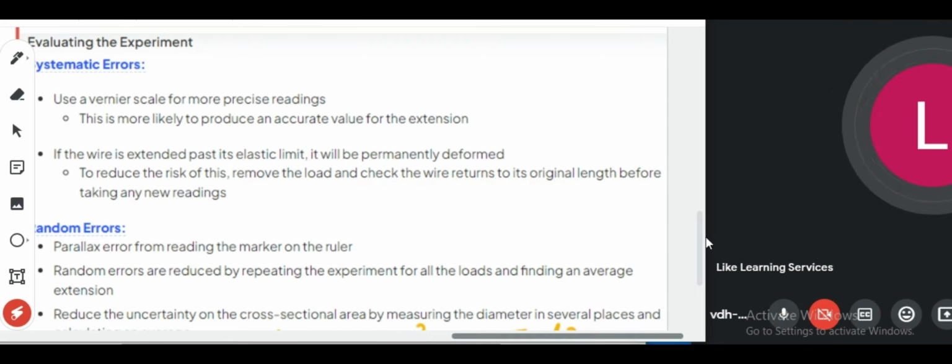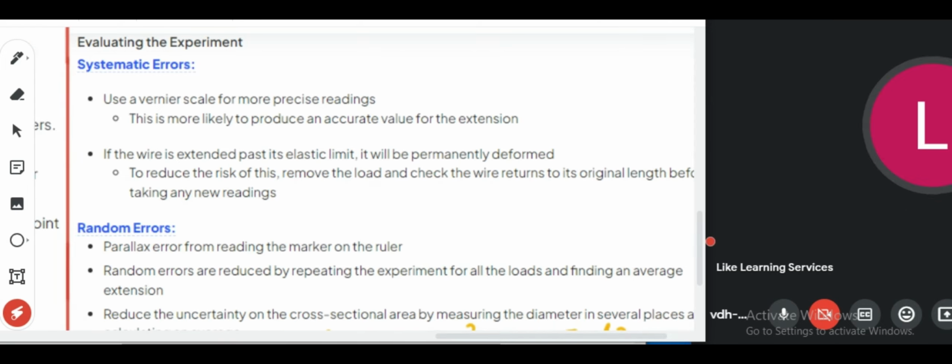And to reduce random errors, you need to avoid parallax error. It's not just enough to say avoid parallax error, you need to say how. The eye level should be directly on the graduation, such that the angle between the eye level and the markings will be at 90 degrees. So the eye level will be exactly directly above the particular point you're reading.